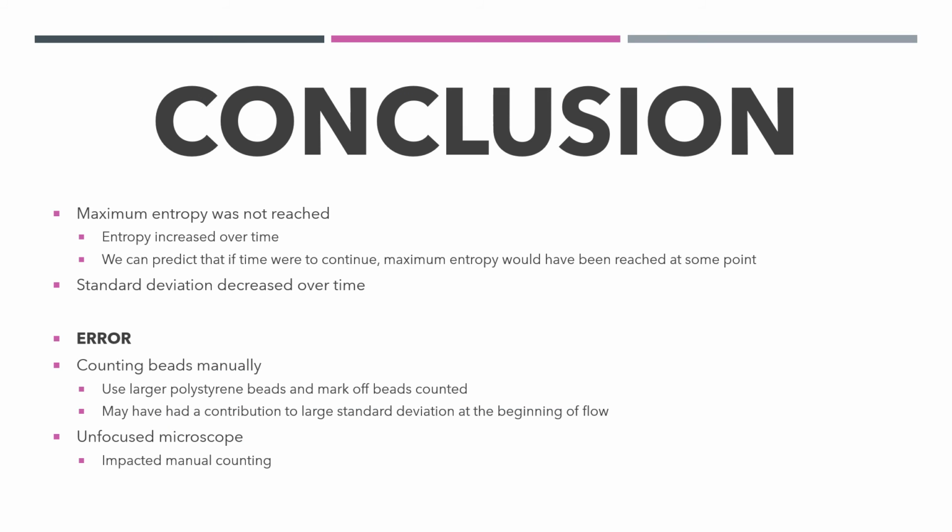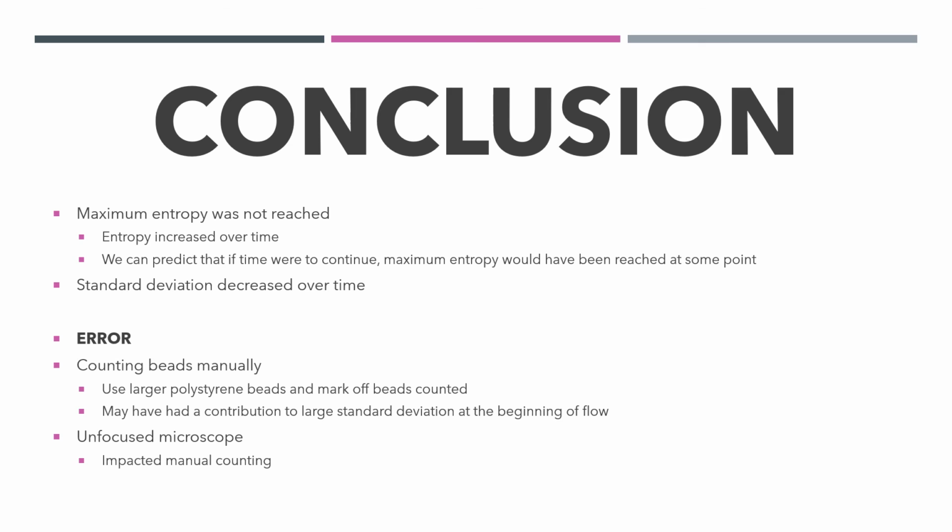Maximum entropy was not reached because concentration gradient never equaled 0. However, the entropy increased over time because the concentration gradient got closer to 0 over time. It is worth noting that the largest standard deviation was pulled from the beginning of the diffusive flow and decreased at each point in time measured. We believe that the variation in the data was small enough to conclude that, while there was error present, the concentration gradient was decreasing over time.